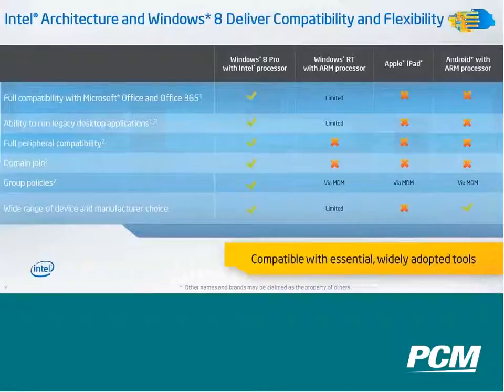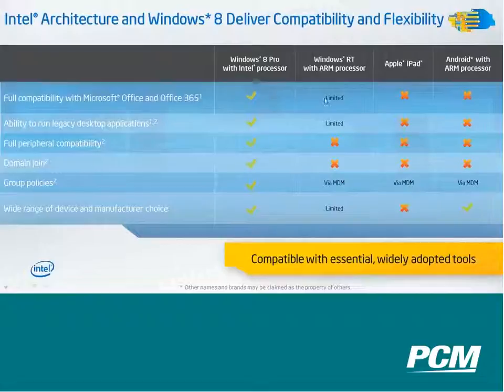I'm really going to give you a simple table. You'll see on the left-hand side, going up and down, some specific features to be looked at. On the top right, I show Windows 8 Pro with Intel technology, Windows RT with an ARM processor, an Apple iPad, and then Android with an ARM processor. Specifically, if you think of Microsoft Office and Office 365, the professional versions, Windows 8 Pro and Intel processor have been validated together, all the stuff works.